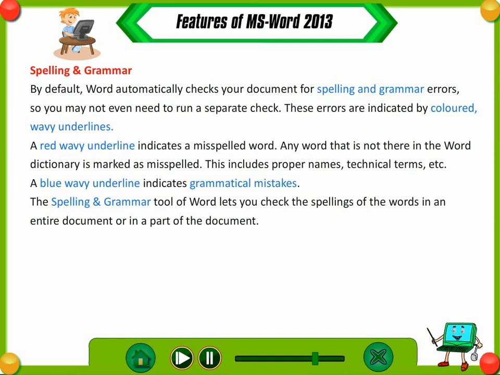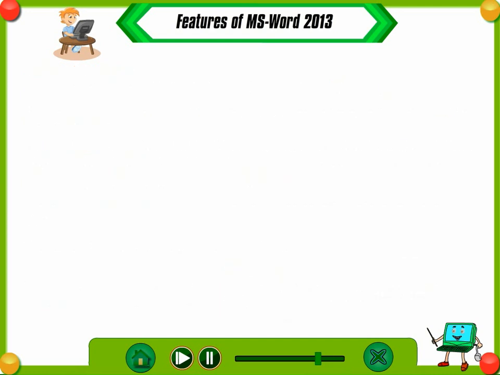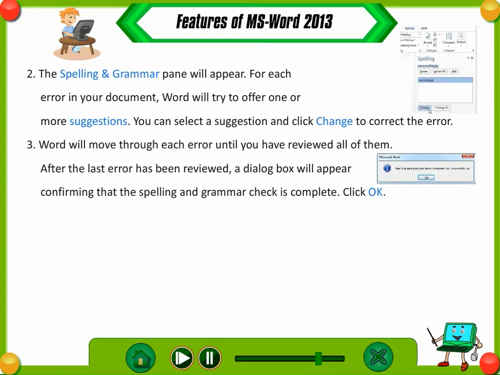The Spelling and Grammar tool of Word lets you check the spellings of the words in an entire document or in a part of the document. The steps to check spelling and grammar are as follows. From the Review tab, click the Spelling and Grammar command. The Spelling and Grammar pane will appear.